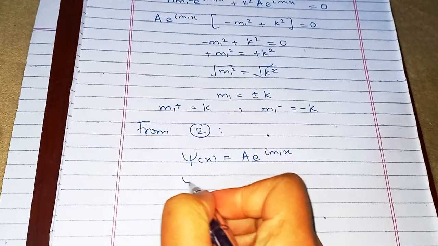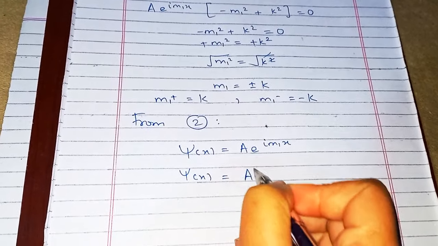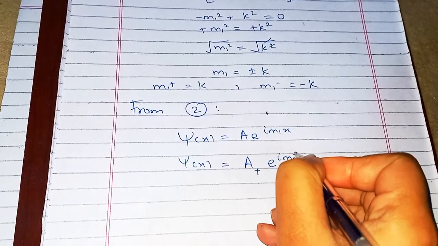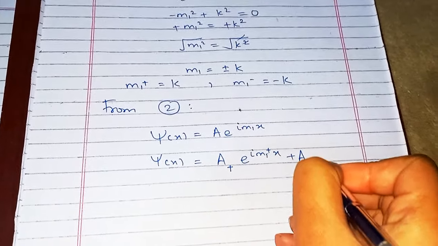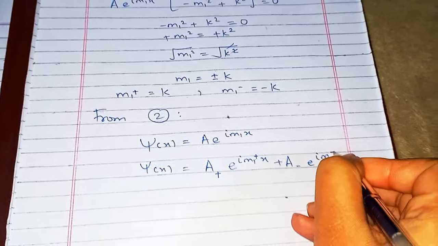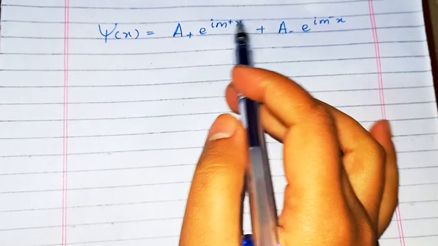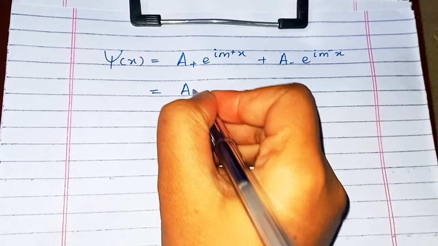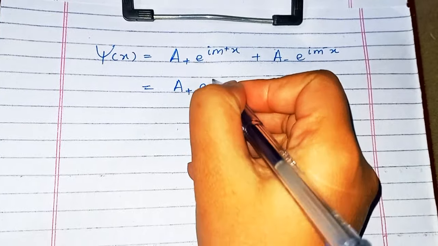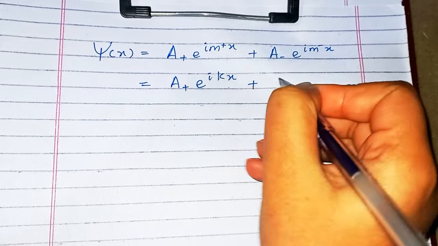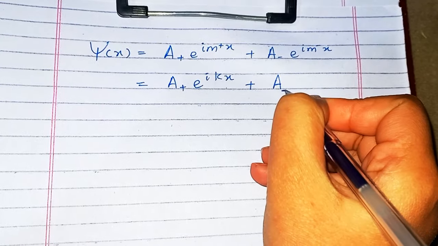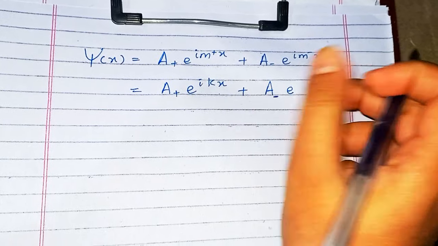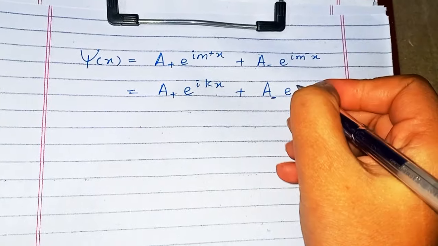So the solution will split into two parts. One with a positive m1 x, and the other with a negative e to the power iota m1 negative x. Let's insert the values of m plus and m minus, which is k, and here it's minus k, into this expression, and it's iota kx plus a minus in subscript. It's just to show that it's the constant for this negative solution expression.